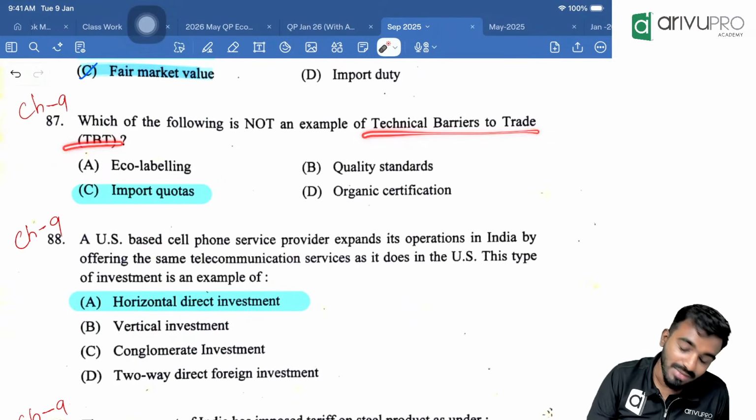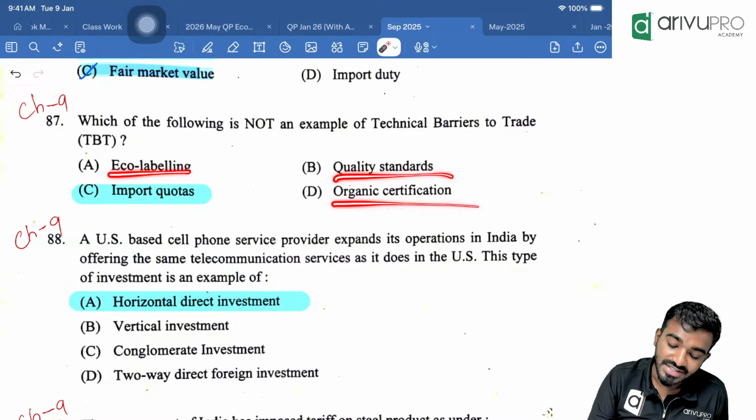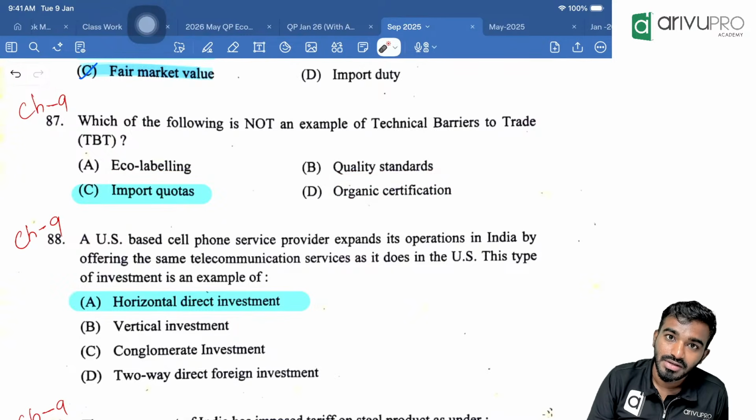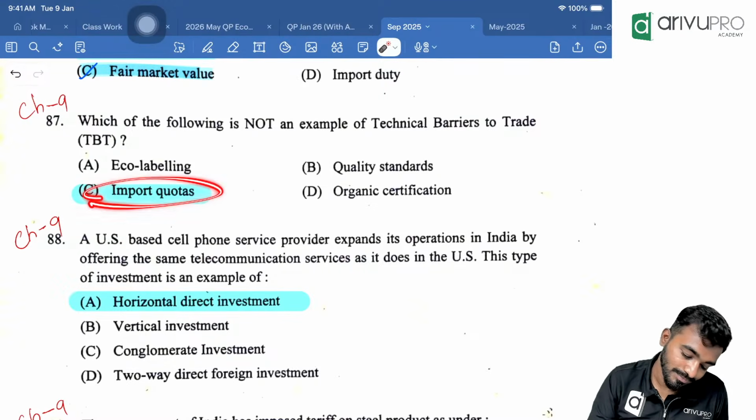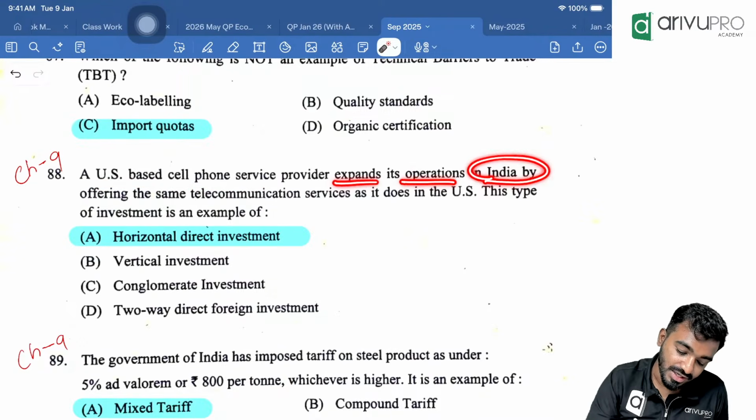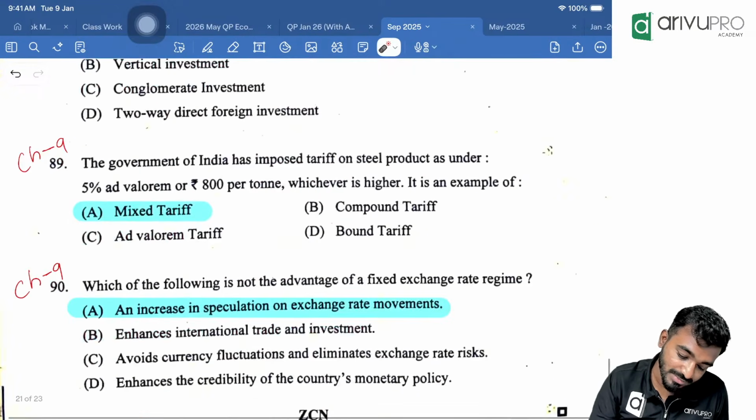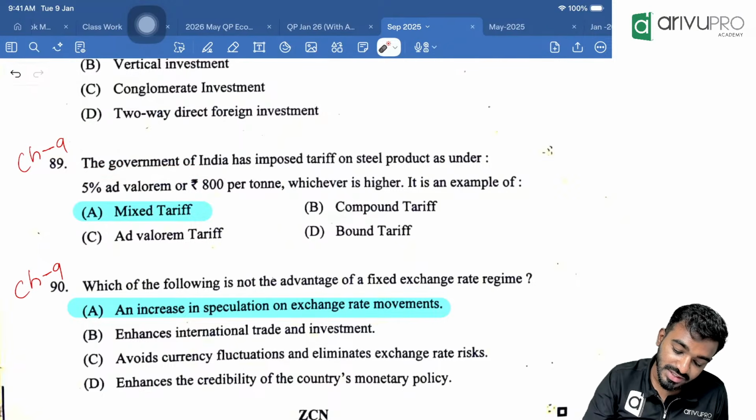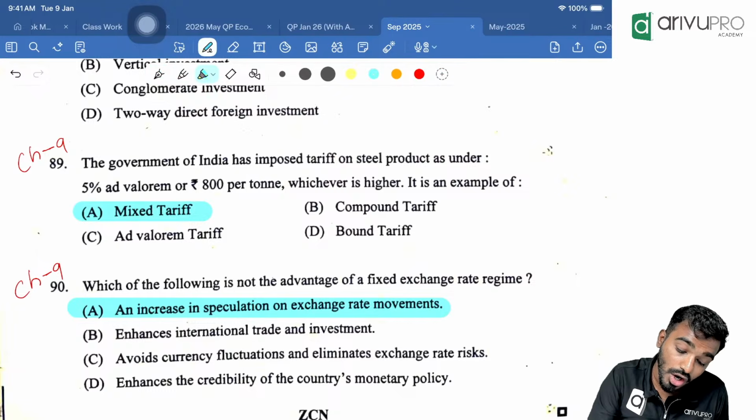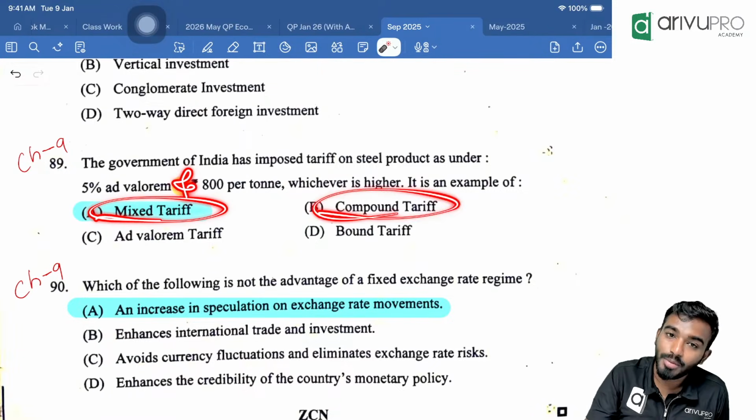Technical barriers to trade, TBT. Which of the following is not an example of technical barriers? Eco-labeling, quality standard, organic certificate, yes, TBT. All this, shape, size, design, standard and technical. Import quota, quantity restriction was not there. Okay, a US-based cell phone service provider expands its operations in India by offering the same telecommunication service, the same business: horizontal direct investment. See, the government of India has imposed a tariff on steel products as 5% ad valorem tariff or, see that word, what is it? Or is there. Mixed tariff. If the 'and' was there, compounded tariff.